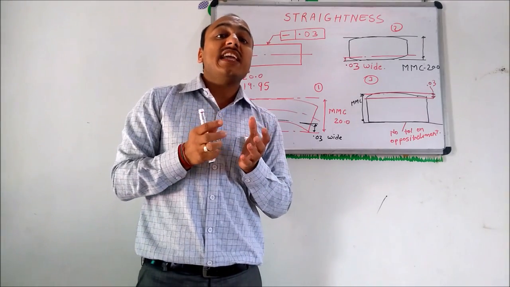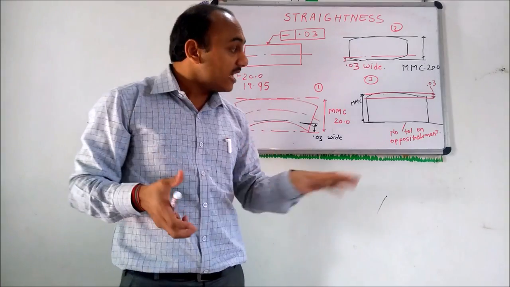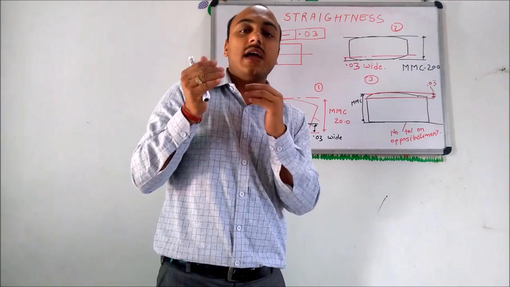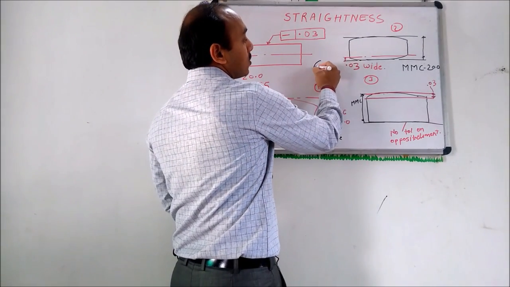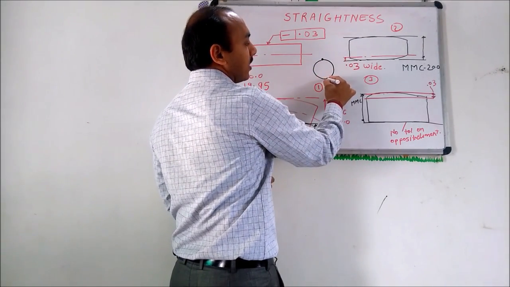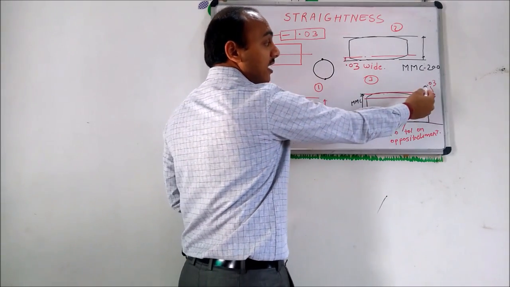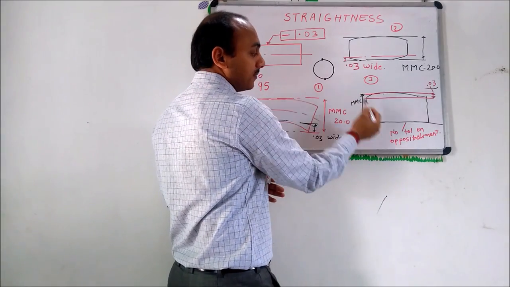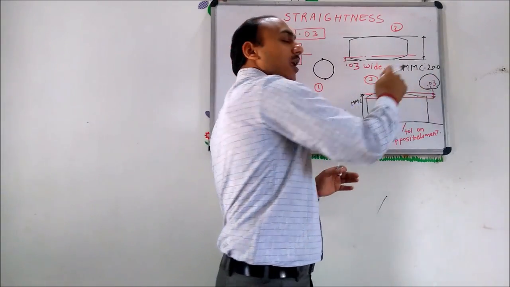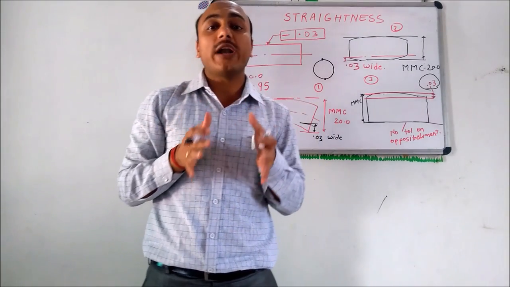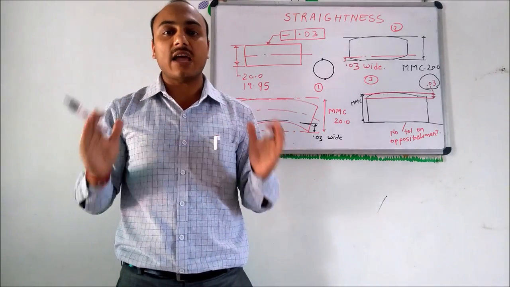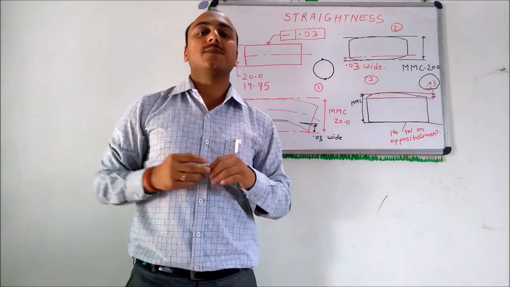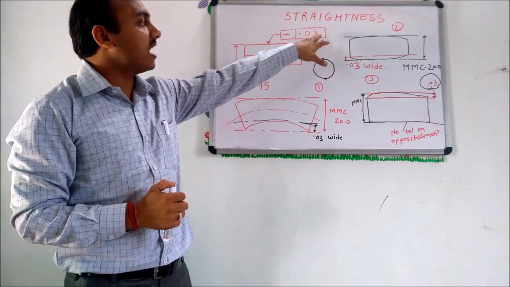Now suppose a component is manufactured near to the MMC size. If this is the envelope of 20 mm and the component is manufactured near to the MMC, then what will happen? Suppose this is the part, one surface element is this one, another surface element is this one. The tolerance available for this surface element would remain 0.03, but it may be possible that for the opposite element, the same amount of tolerance will not be available. Or suppose the component is manufactured completely at MMC, this straightness will be null and void. No form should go beyond the 20 mm size. So that is what it means when we apply straightness on the edge.